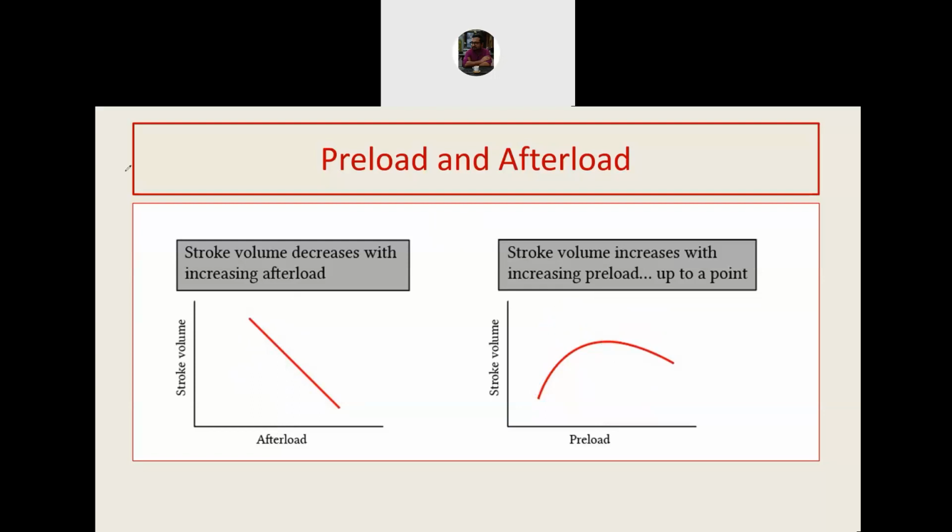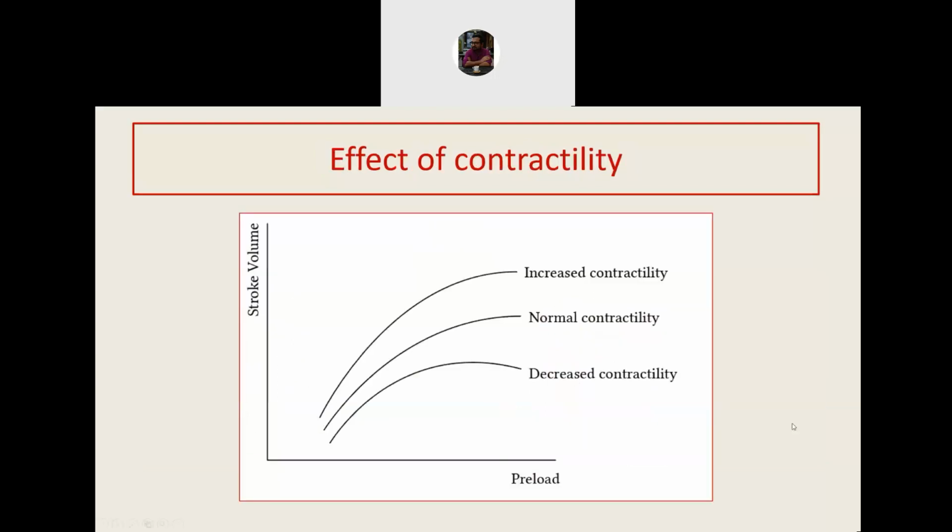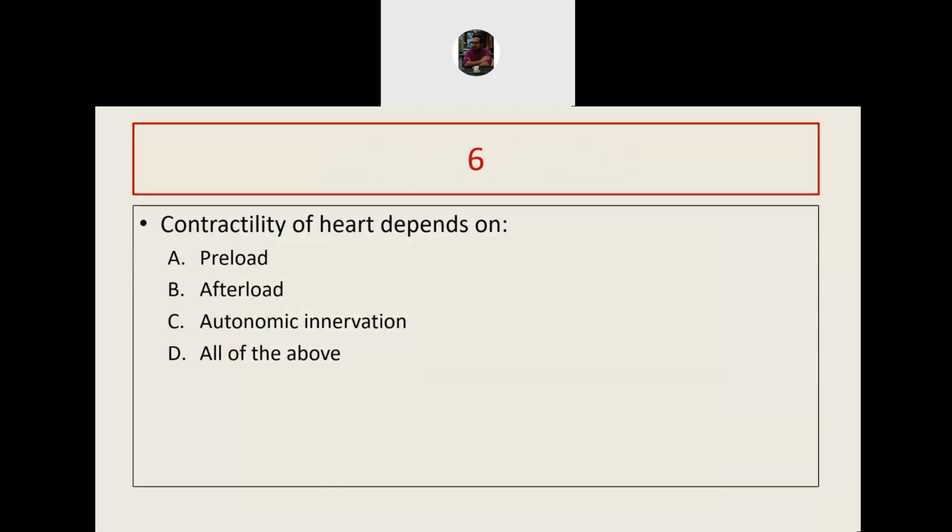So again, as I was saying, the more you move downwards, it's decreased contractility, and the more you move upwards, it is increased contractility. This Frank-Starling curve is also sometimes called the cardiac function curve. So moving on, try this question, which we tried before. Contractility of heart depends on.